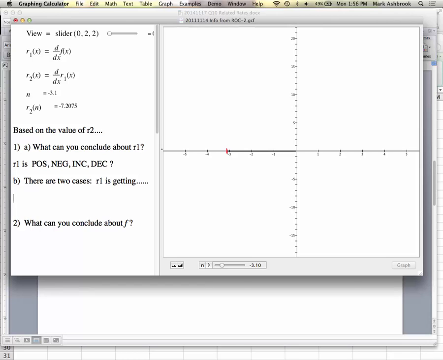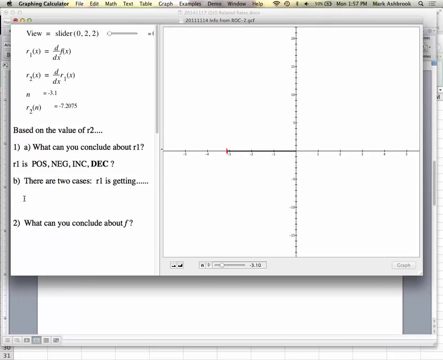Okay, so if R2 is negative, what about R1? Decreasing. Okay? So if a rate of change is negative, that means whatever you're taking the rate of change of must be decreasing. Even if it's a rate of change of a rate of change, it's still the same idea: if you've got a function and its rate of change is negative, then that function is decreasing. We have a rate of change that's negative, so the function, in this case R1, is decreasing.